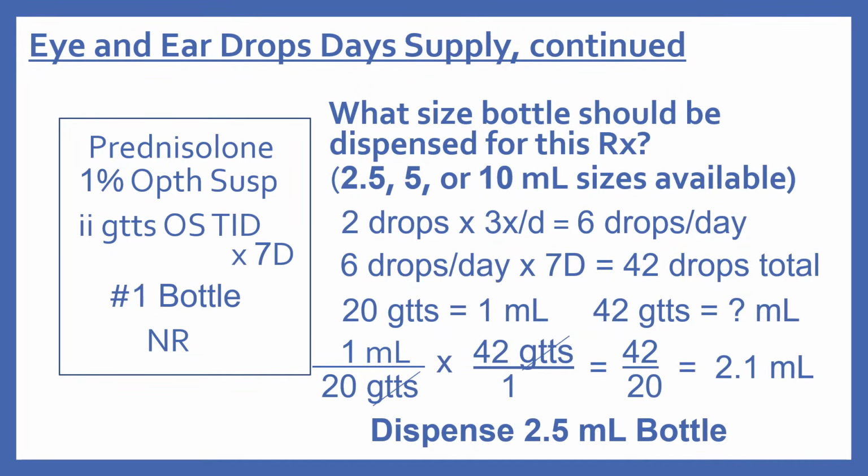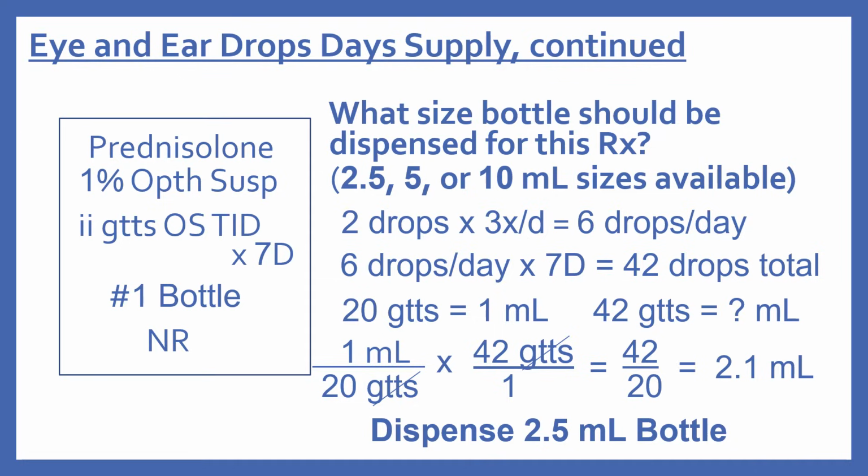And one more example in the eye and ear drops. We have prednisolone 1% ophthalmic suspension, 2 GTTS OS TID times 7D. So that's 2 drops into the left eye 3 times a day times 7 days. Dispense 1 bottle with no refills. So what size bottle should be dispensed for this prescription? And 2.5, 5, or 10 ml sizes are available. So those are our choices.